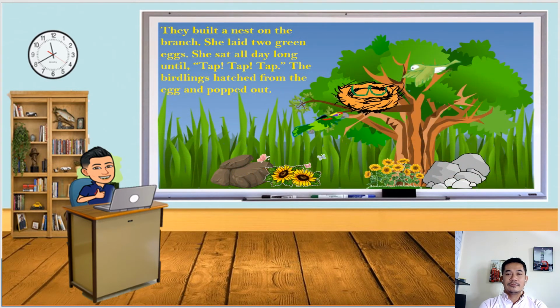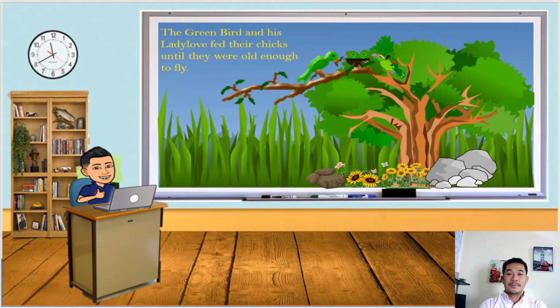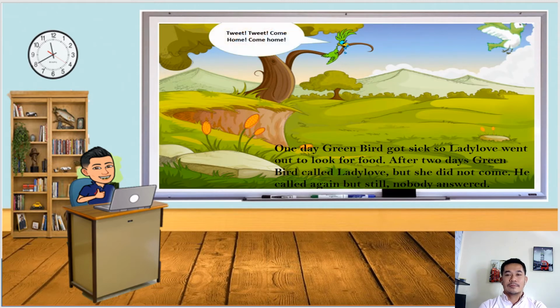They built a nest on a branch. She laid 2 green eggs. She sat all day long until, tip, tip, tip, the birdlings hatched from the egg and popped out. The green bird and his lady love fed their chicks until they were old enough to fly. One day, Greenbird got sick, so Ladylove went out to look for food. After 2 days, Greenbird called Ladylove, but she did not come. He called again, but still nobody answered.